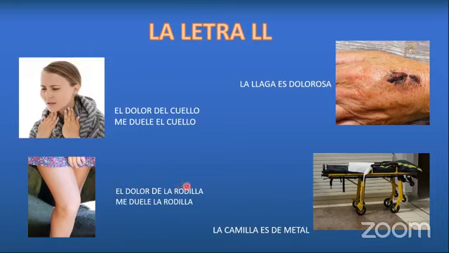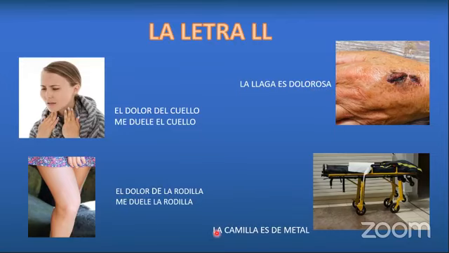We have discussed already in our classes the way that English and Spanish differ in how you say the possessive words. How I can say my knee is painful or I have pain in my knee. Me duele la rodilla. Next one here. La llaga es dolorosa. The sore is painful.